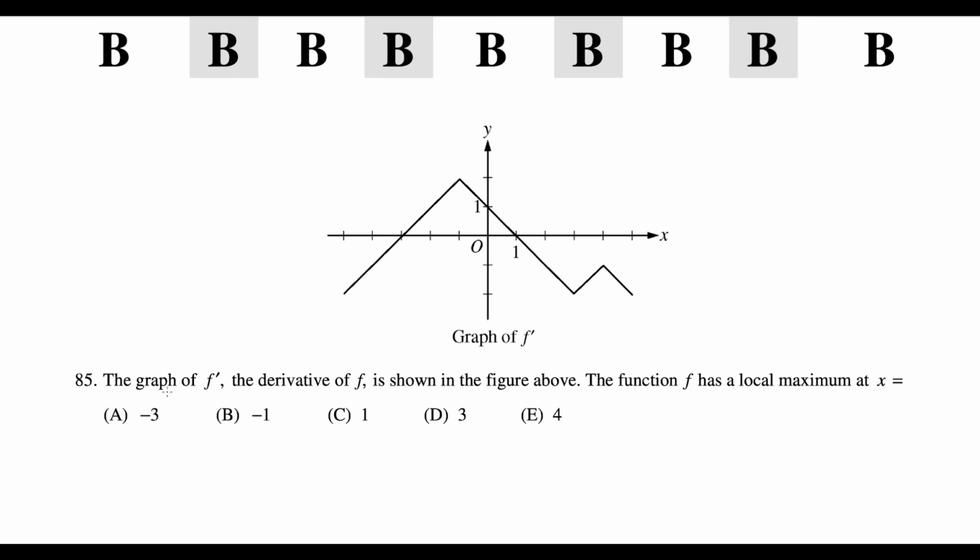For question 85, we have a graph of f prime, the derivative of f, and we want to know the function f has a local maximum at x equals. So for this one, local maximum tells us we're looking for where f prime goes from positive to negative. And this is a graph of f prime, and notice the positive to negative sign change happens at x equals 1, which is going to correspond with choice C.